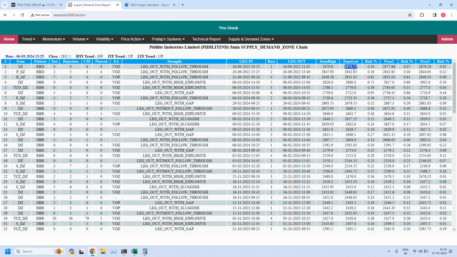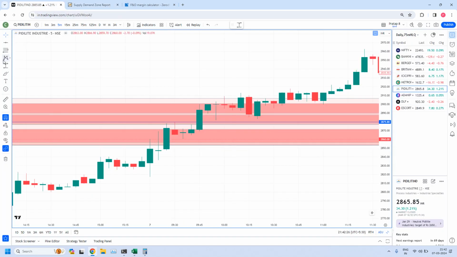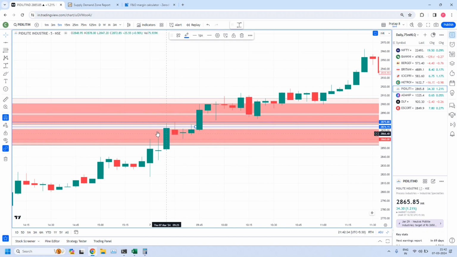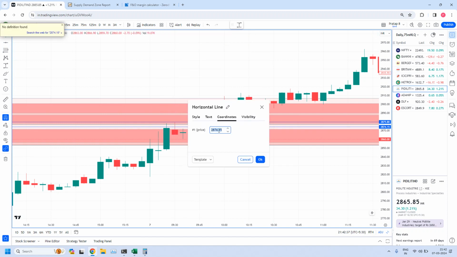2874.17. Actually, it should be rounded to paisa. TradingView will automatically do that. So let me draw a blue color line here. See, it rounded to 1.5. If not 1.5, 2.0, small difference.